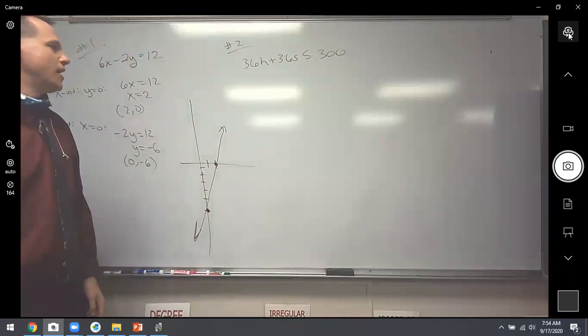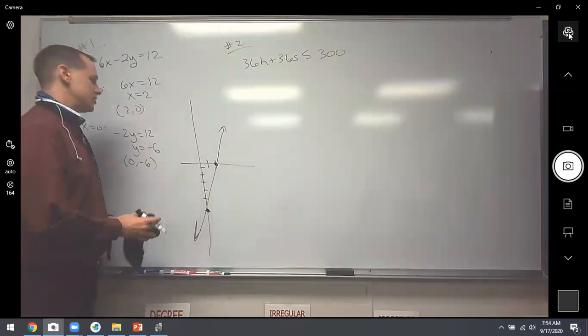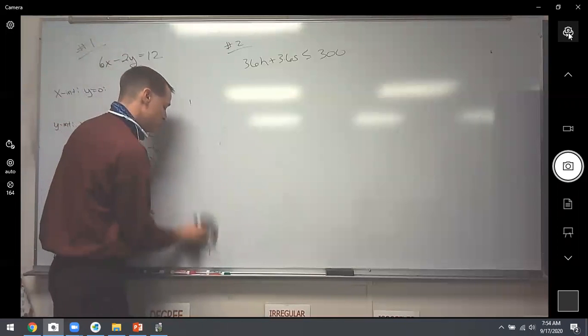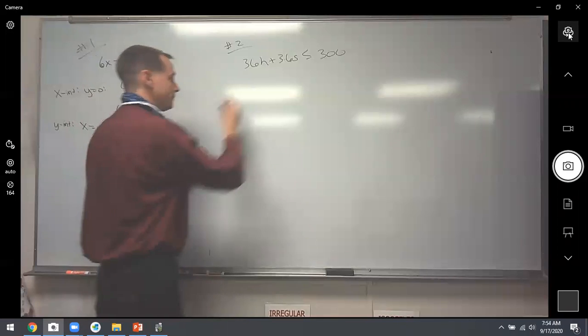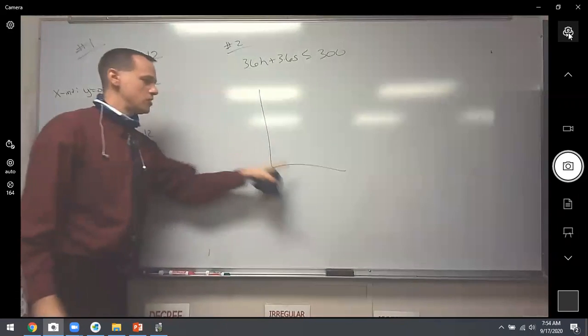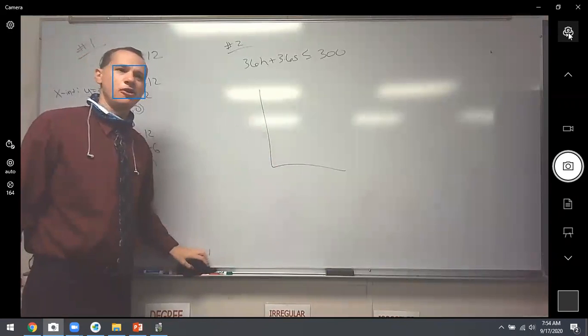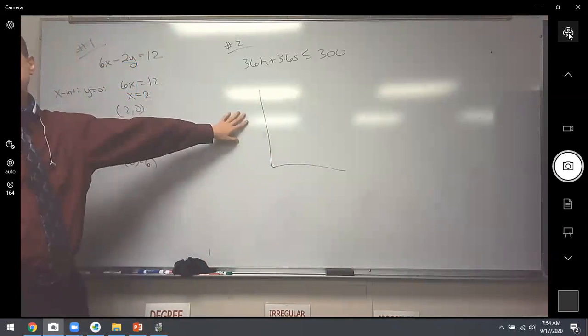So here's my setup. And let's go ahead and make a graph of this thing. You could solve for one in terms of the other, but I think we should use intercepts again. That was a pretty handy little thing. Doesn't really matter which one you make which, because it's just 2 different animals, and they don't depend on each other at all. What do you want to make this one, H or S?